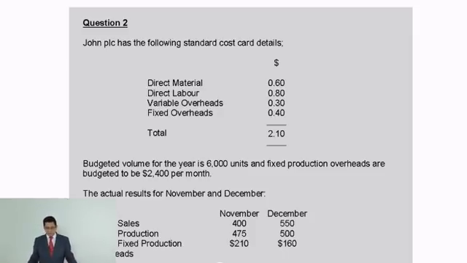So if I seek your attention towards question number 2 of your P1 study notes. John PLC has the following standard cost card details. Okay, standard cost card details are always for 1 unit, meaning the following details are for 1 unit of product. Direct materials 0.6, direct labor 0.8, variable overheads 0.3, and fixed overheads 0.4. Is that okay? And total is 210. Budgeted volume for the year is 6,000 units, and fixed production overheads are budgeted to be $2,400 per month.